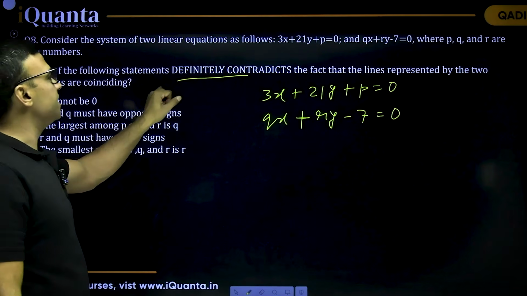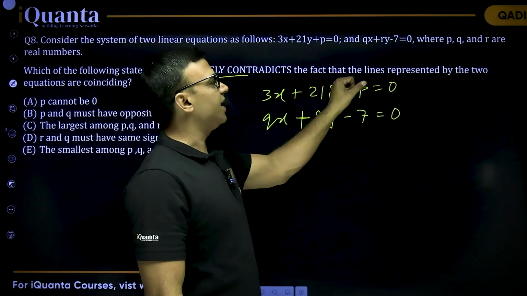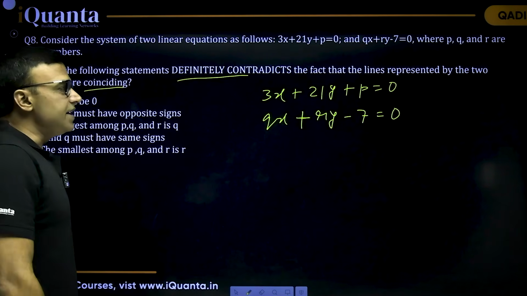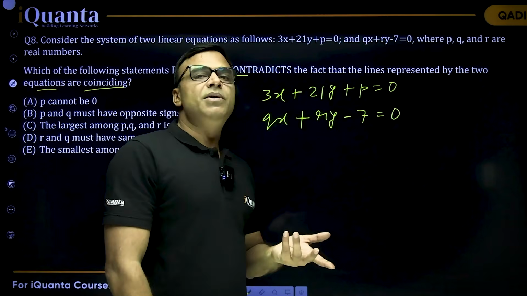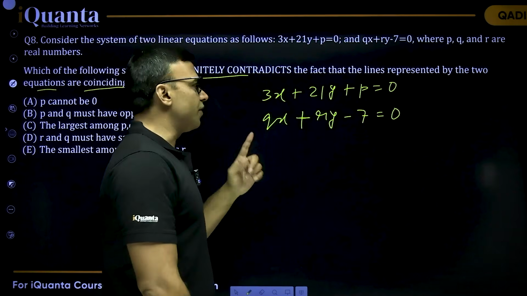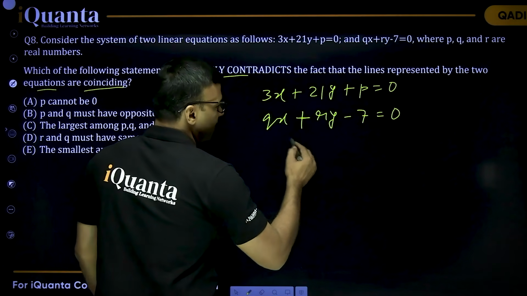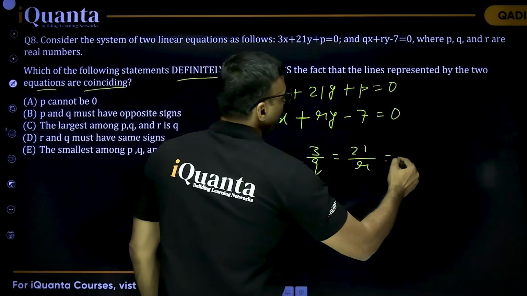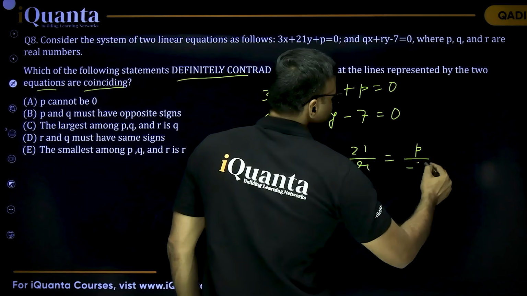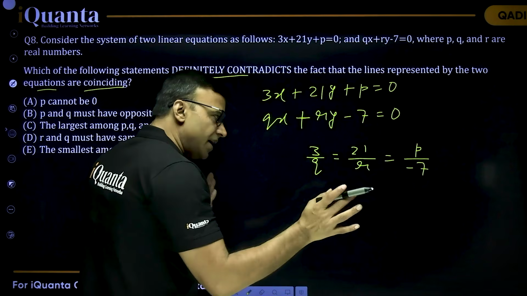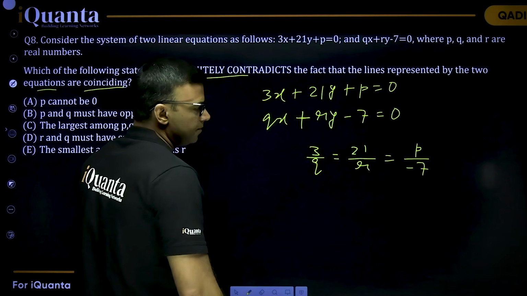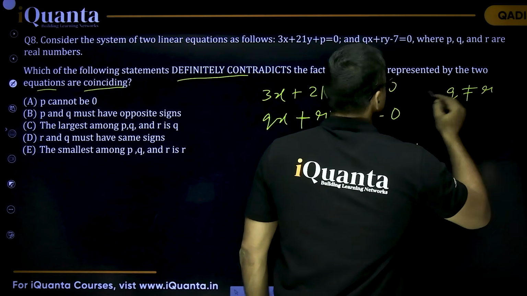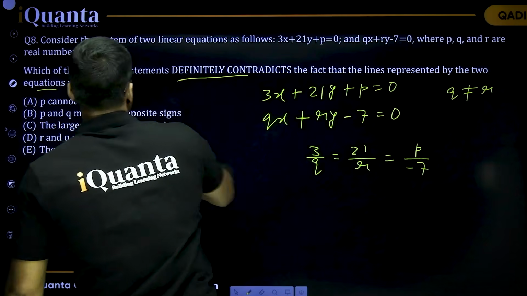Which of the following statements definitely contradicts the fact that the lines represented by these two equations are coinciding? See, for the lines to be coinciding, it has to be the same equation. And if they are the same equation, the ratio of coefficients has to be exactly the same. So 3 by q should be equal to 21 by r should be equal to p upon minus 7. Write all possible relations that we can. Okay, so one thing is that q cannot be equal to 0, because it's in the denominator.